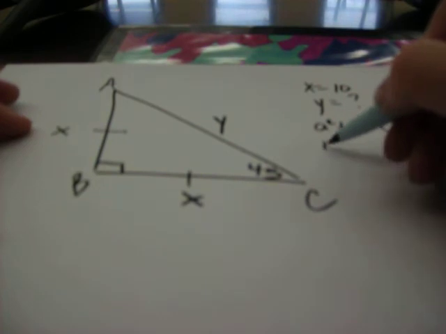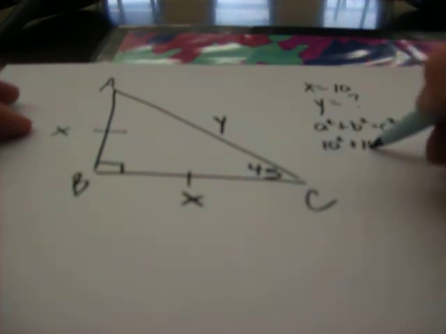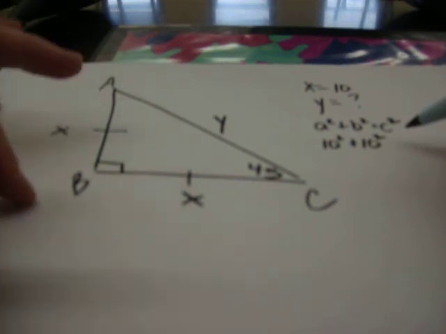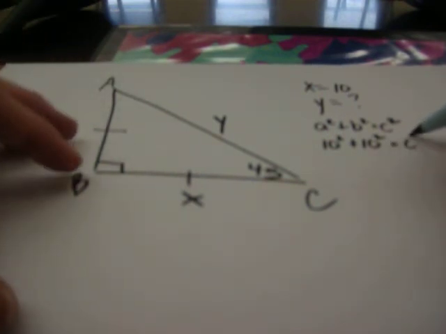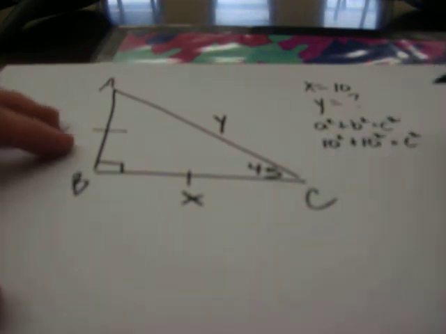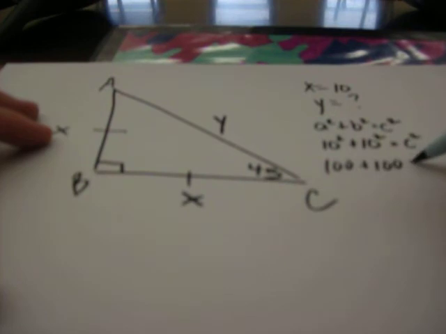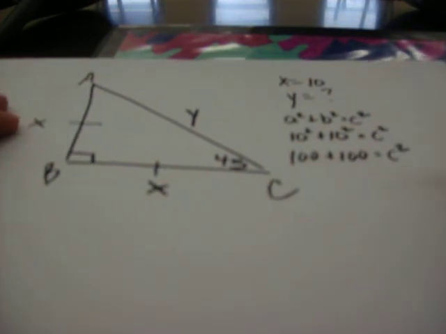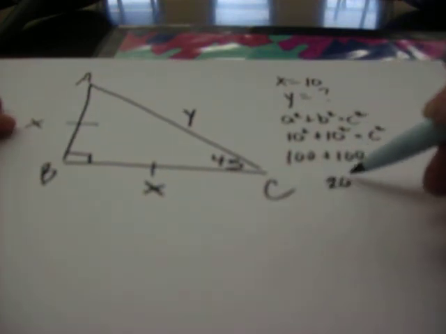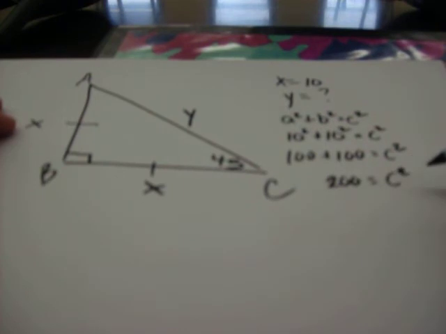So we're going to take 10 and square it. Add another 10 squared because these two sides are the same. Okay, your AB and BC. And we're going to then solve this formula. So 10 squared is going to give you 100 plus another 100 equals C squared. Okay. You then get 200 equals C squared.